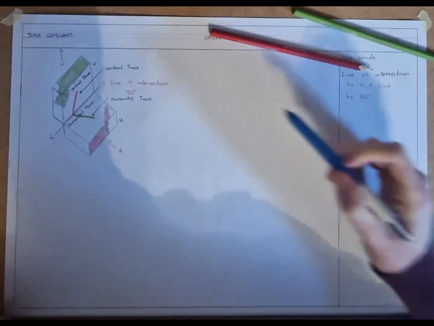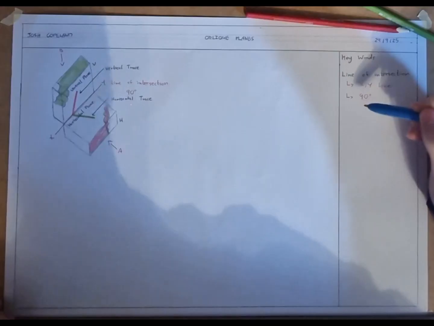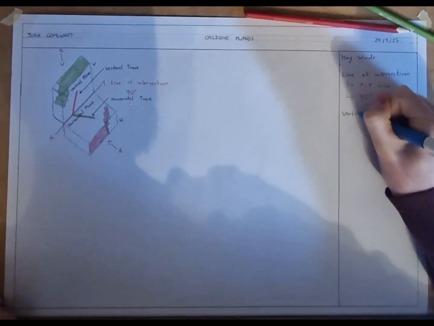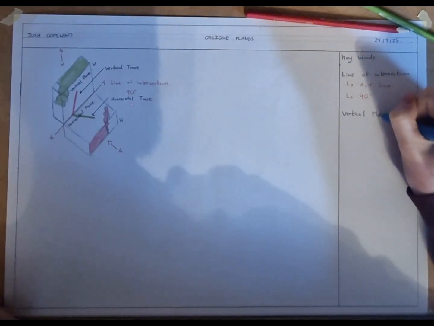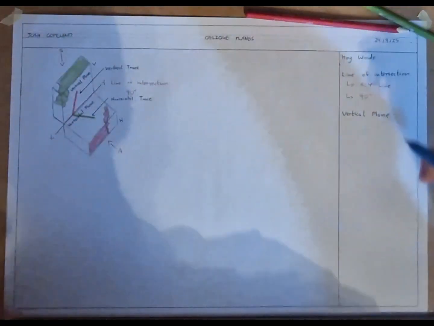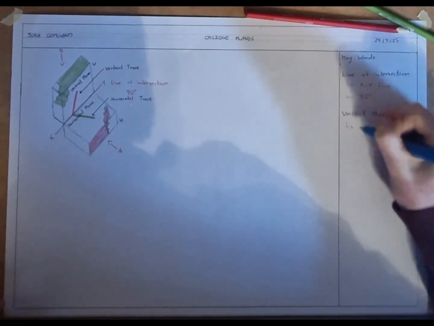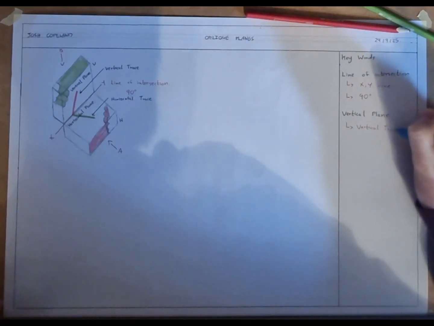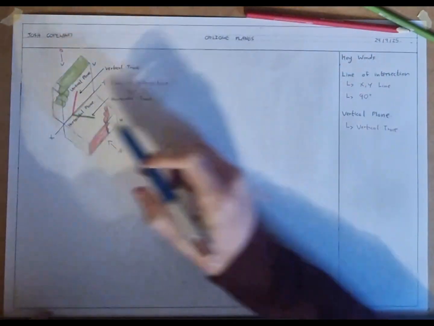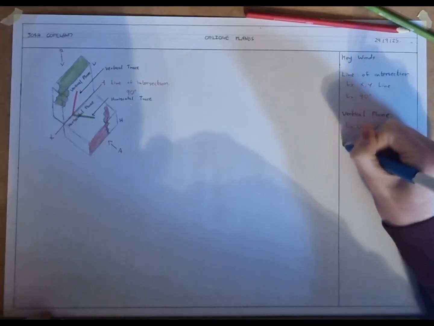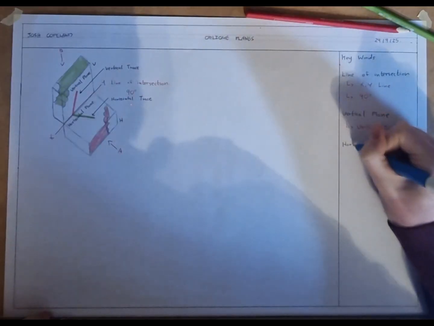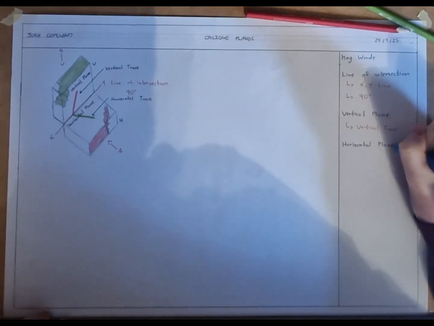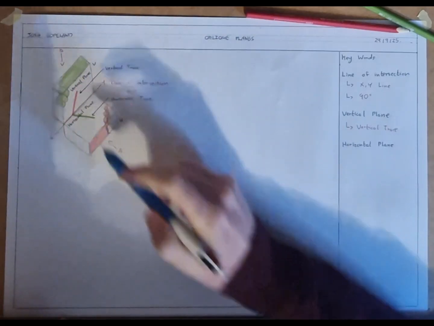So we've come across a few more keywords. So now in our keywords wall, what we're going to do is we're going to put in vertical plane, and we know on your vertical plane, you are going to have your vertical trace. Similarly, we have got our horizontal plane. And on our horizontal plane, we have got our horizontal trace.